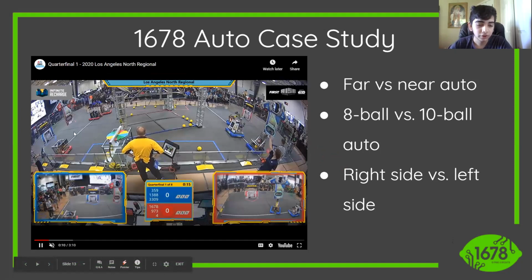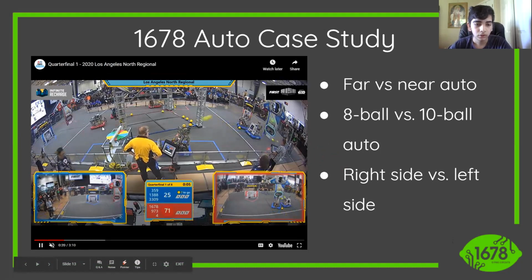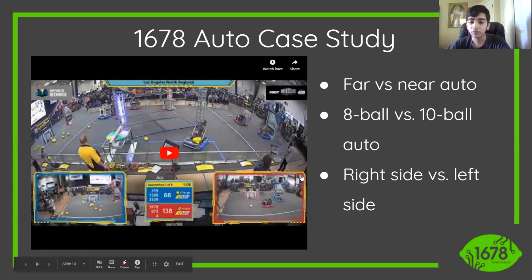This is our robot right here. And here we've scored 5, and now we picked up 3 more, and we scored those next 3 before moving on in the teleoperated period.